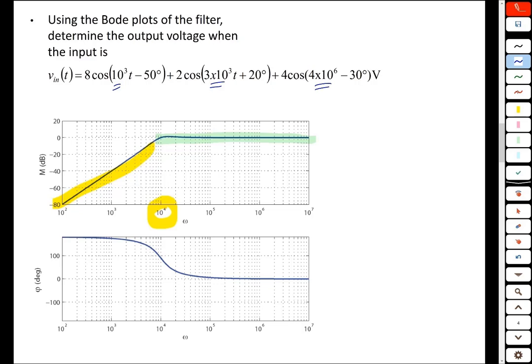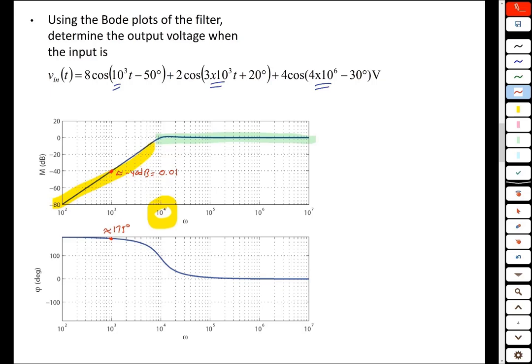So what you want to do is find all of these frequencies on the Bode plot. 10 to the 3 is this point. So this is right there, which is approximately minus 40 dB, which of course is a gain of 0.01. And its angle is there. And boy, it's pretty close to 180 degrees. We'll say it's approximately 175. We're just eyeballing it.